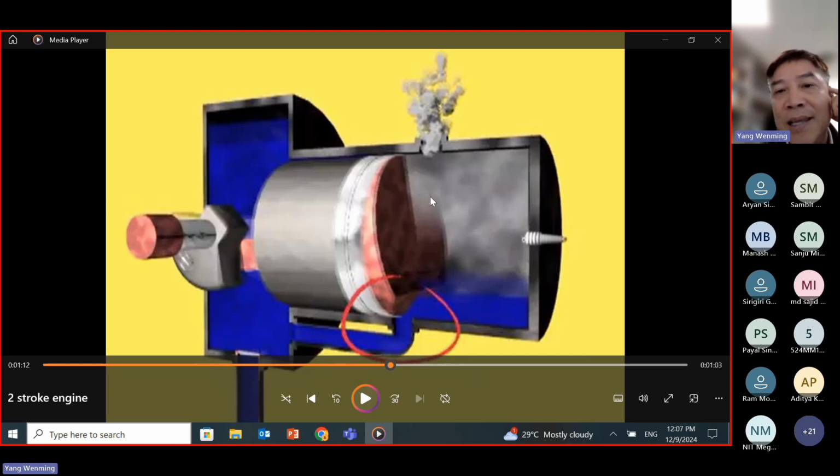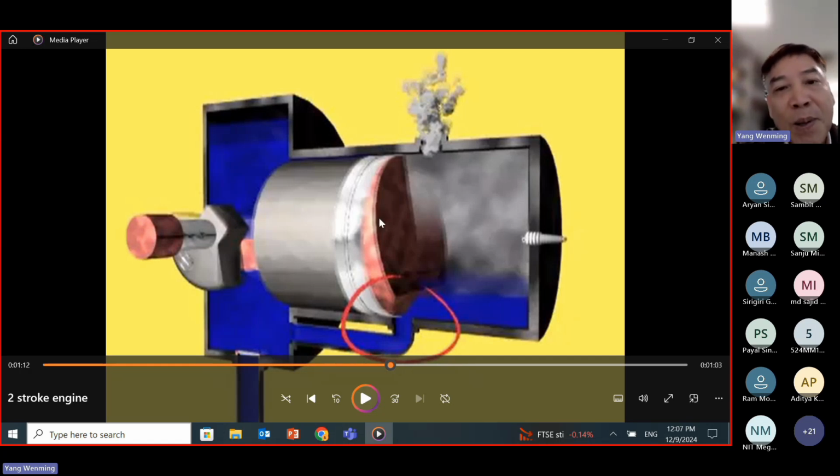And the third function is that this piston can also function as a compressor or pump. So how does this function work?